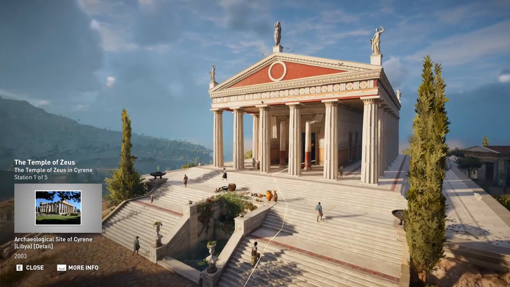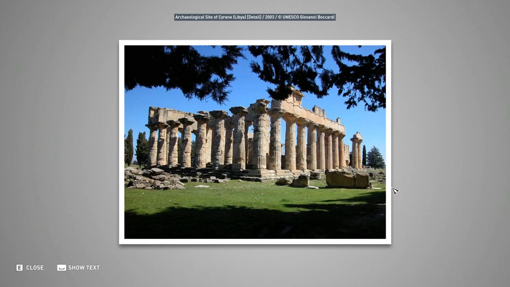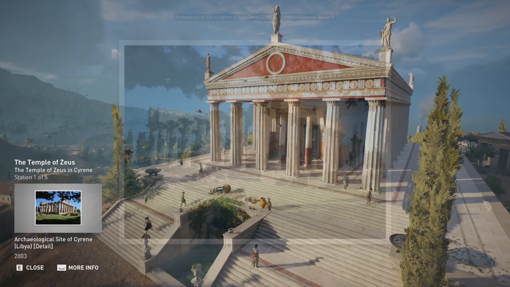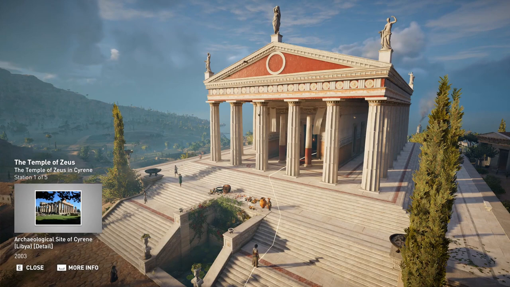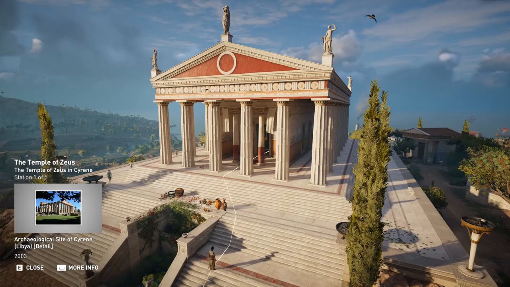Facing east towards the rising sun stands the temple dedicated to the cult of Zeus. It was built sometime in the 5th century BCE. 70 meters long with 46 Doric-style columns, the imposing structure was the largest Greek temple erected in Africa. It was only slightly larger than the Parthenon and the Temple of Zeus in Olympia.